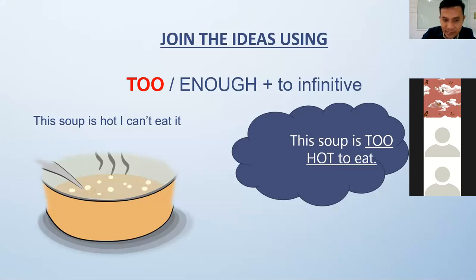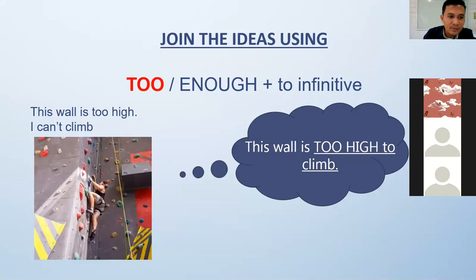Okay, the next is, look at this one. This wall is too high. I cannot climb. So, can you join it together? This wall is too high to climb. To climb. That's right. Yeah, this wall is too high to climb. Okay, too high. Okay, next.